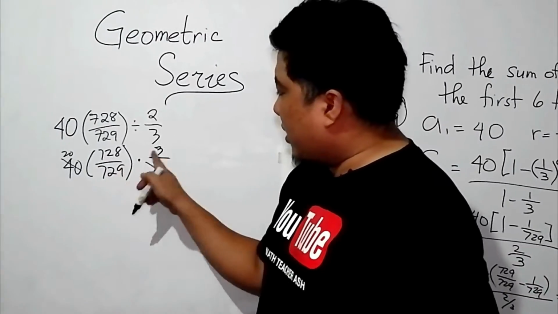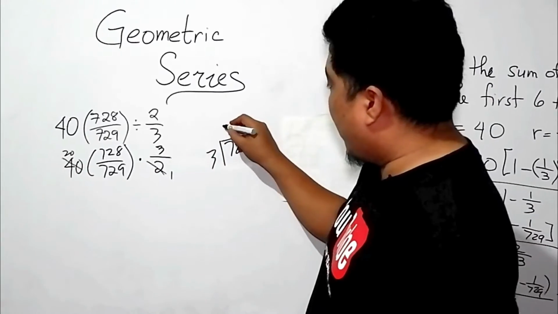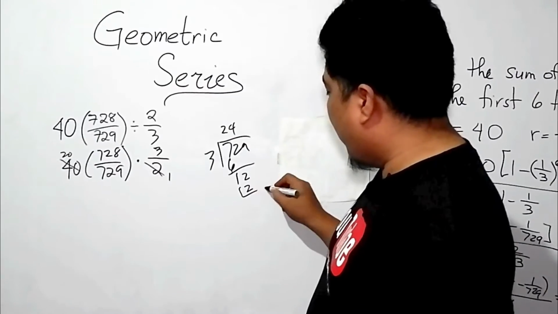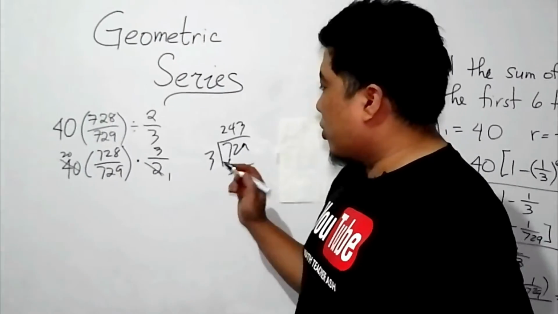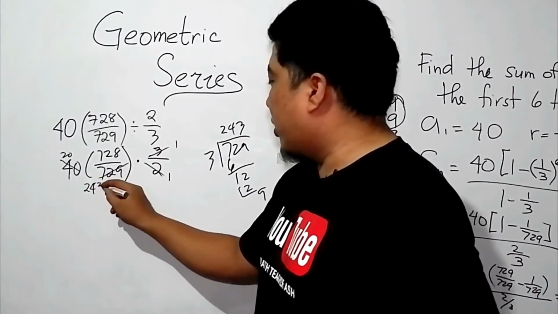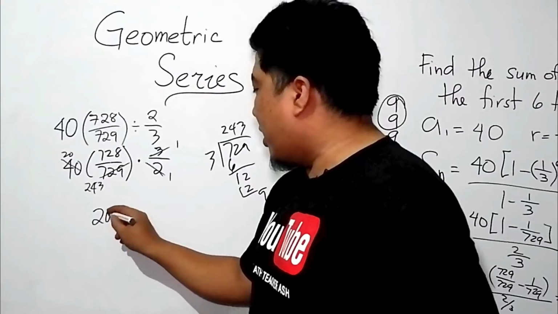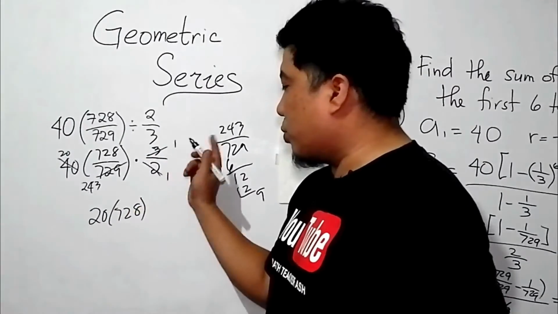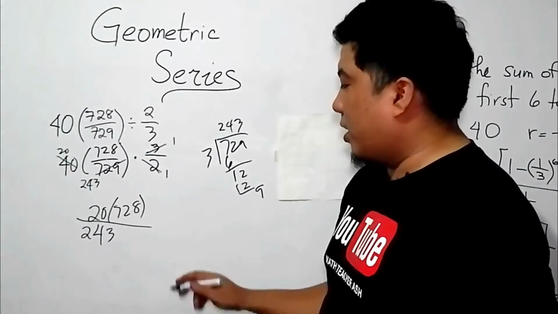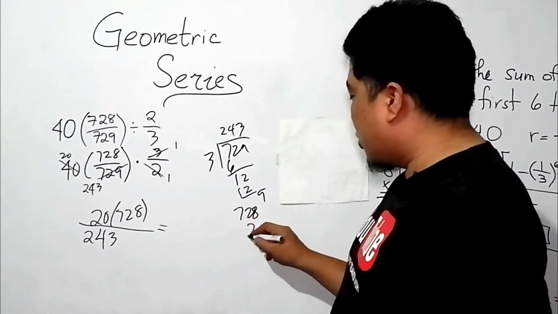Okay. So let's try if this can be cancelled out. 729 divided by 3. That is 243. Okay. It can be cancelled. So therefore, this will be cancelled. This is 1. And this will be 243. So that is 20 times 728 times 1, over 243 times 1. Okay. So simplifying this one, we have 728 times 20.